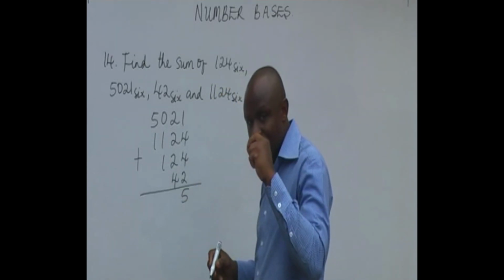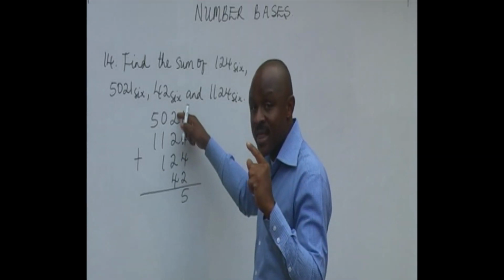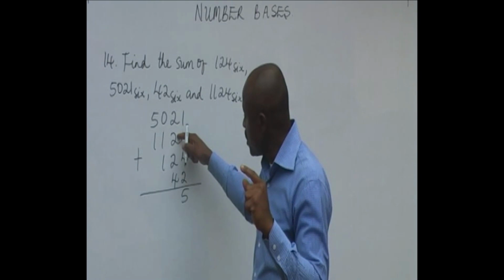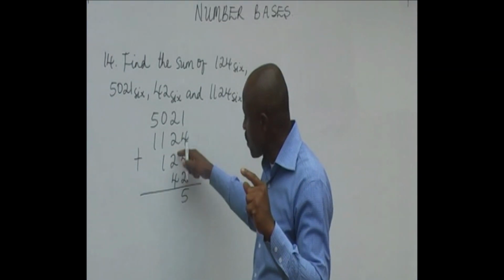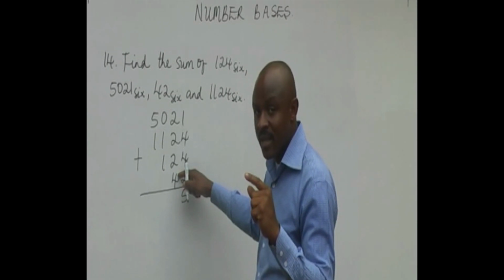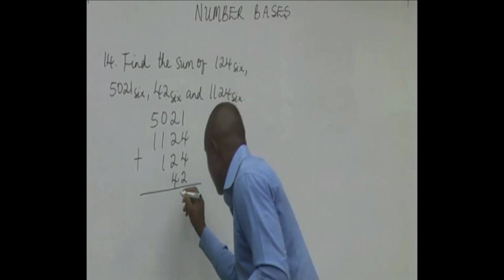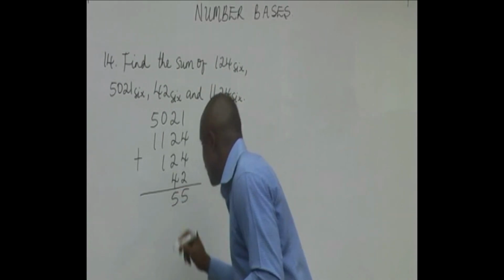Remember, you removed 1 six. That 1 six you removed is 1. Add it to this to give you 3. 3 plus 2 is 5. 5 plus 2 is 7. 7 plus 4 is another 11. Remove 6 from 11. 5 will remain. Write down the 5 that remains.